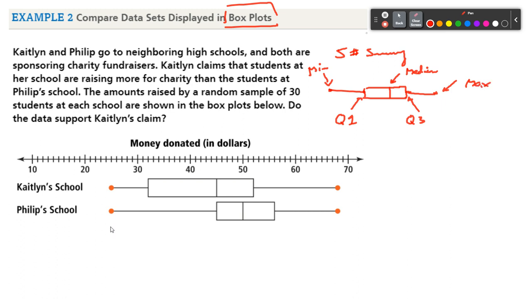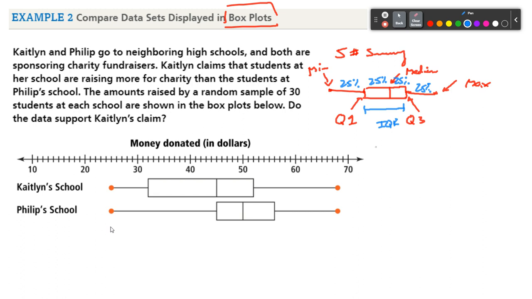So when you have a box plot, what it does is it graphically shows you 25%. This whisker is the first 25%. This first part of the box is 25%. This second part of the box is 25%. And this outside is 25%. So it breaks it into quarters.